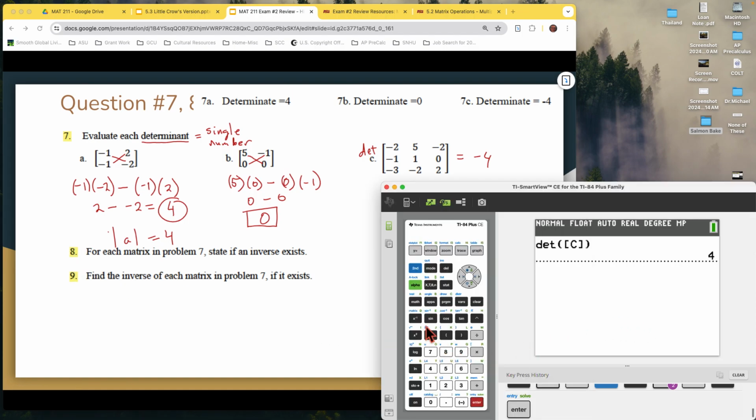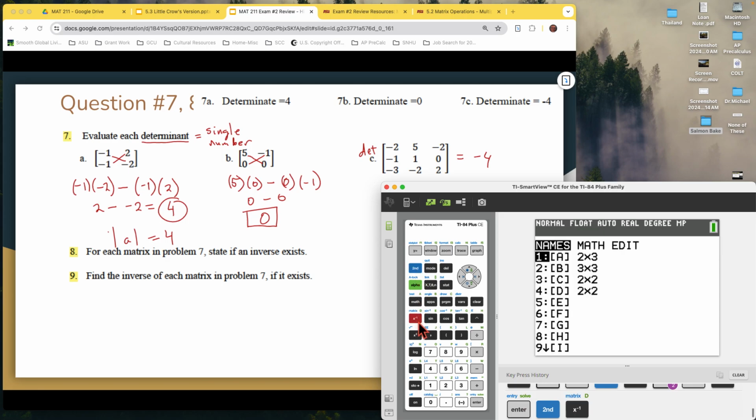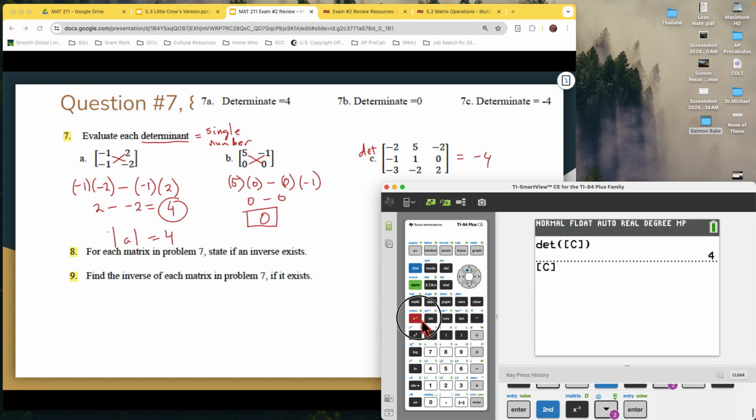Now the inverse is this key. As you know, we've been going second matrix, but if we don't do a second, that's the inverse key, X to the minus 1. So all we have to do is get the matrix, and again I think it was in C. So this first one, A, I've got stored in C. To get its inverse, I just hit this. Now if there's not an inverse, it'll tell me an error, but this one does have an inverse.